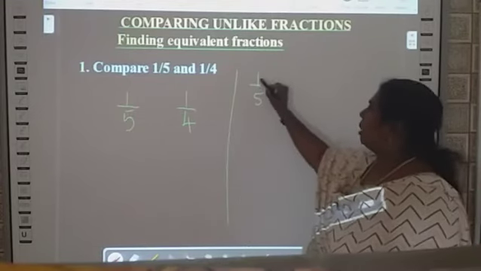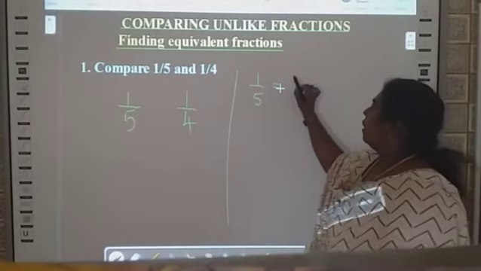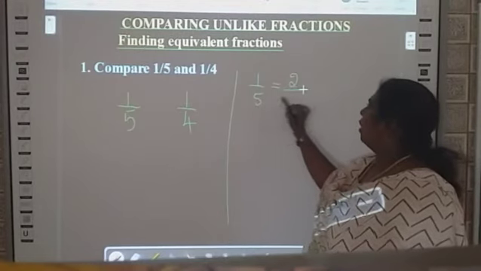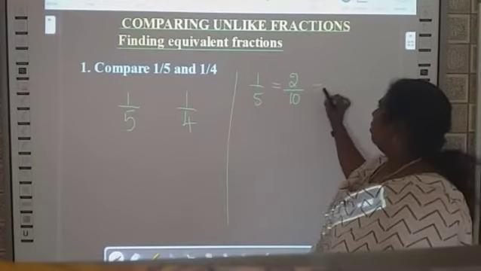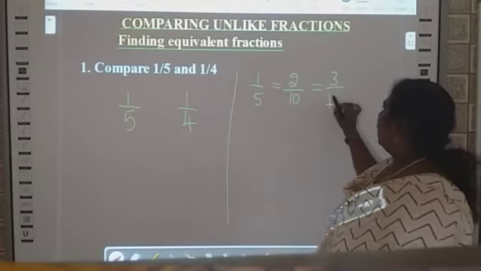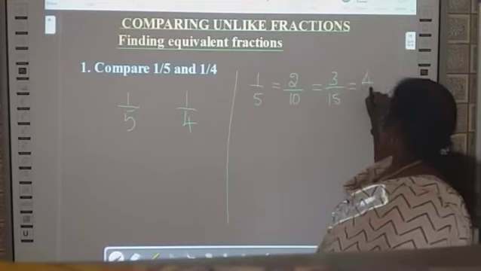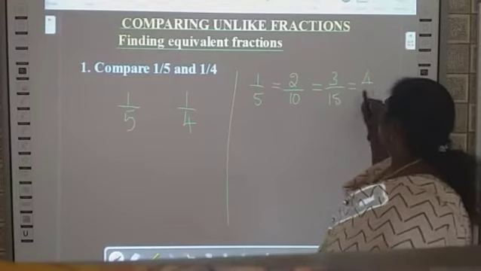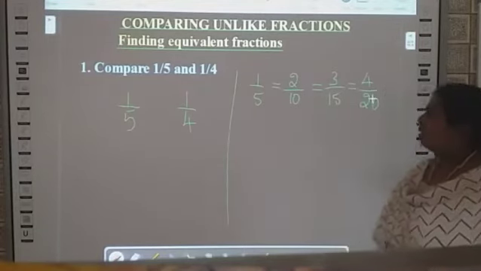If you multiply by 2, numerator 1 times 2 is 2, then 5 times 2 is 10. Next, third table: 1 times 3 is 3, 3 times 5 is 15. Then fourth table: 1 times 4 is 4, then 5 times 4 is 20.